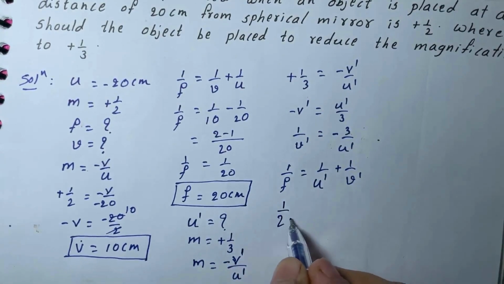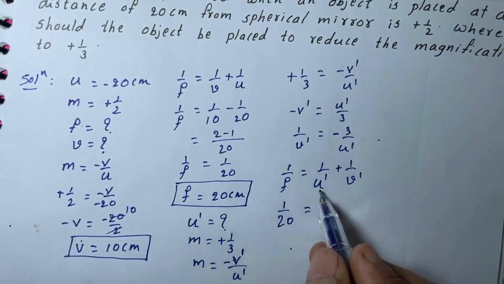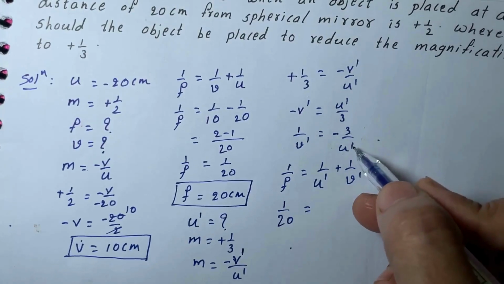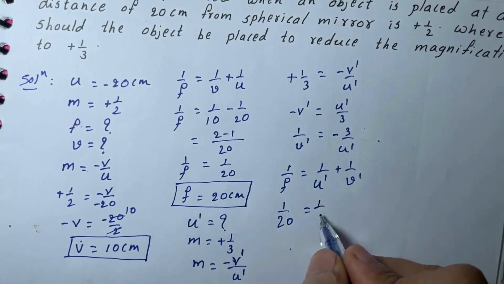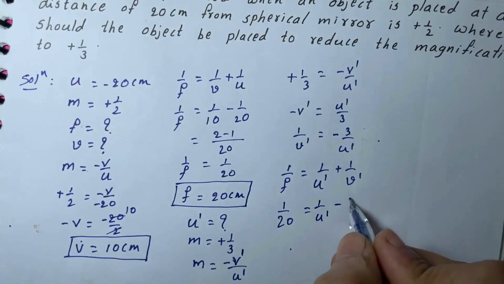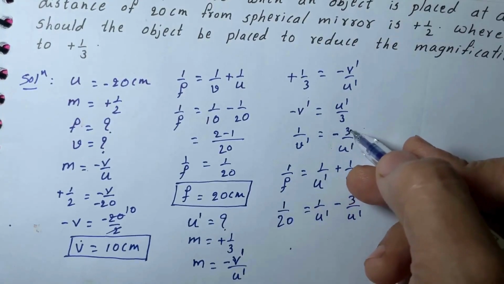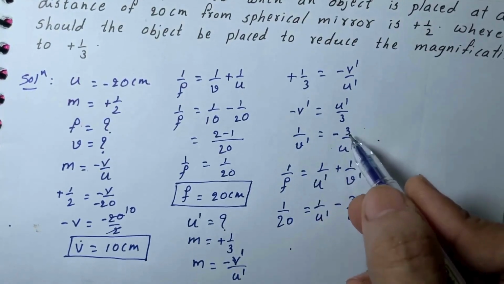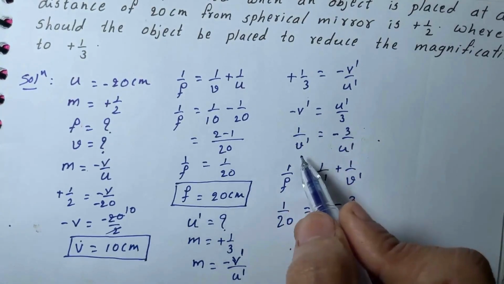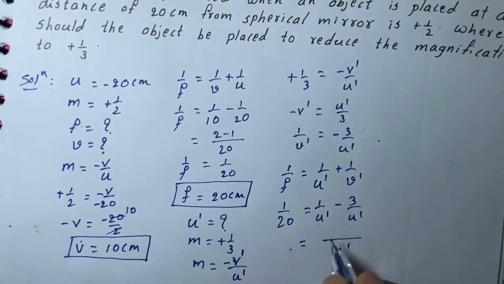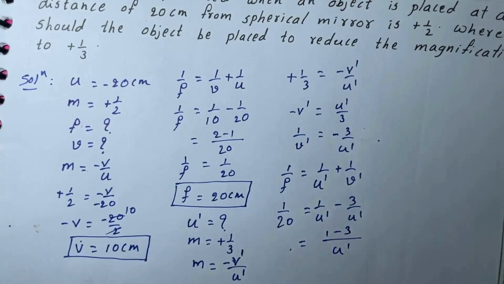So, 1 by 20 is equal to, we do not know two quantities here. So, write 1 by v dash in terms of u dash. That is 1 by u dash minus 3 by u dash. Instead of 1 by v dash, we are writing minus 3 by u dash, because minus 3 by u dash is equal to 1 by v dash. So, u dash is the LCM, 1 minus 3, that is 1 by 20 is equal to.